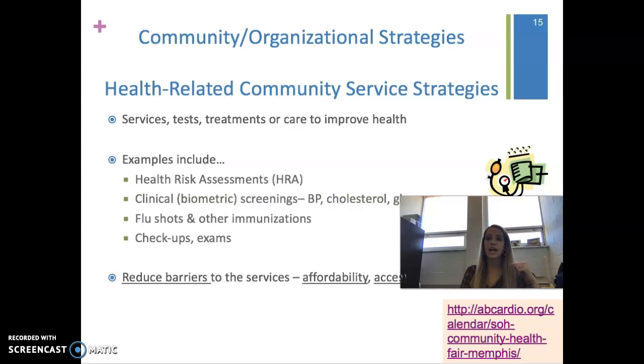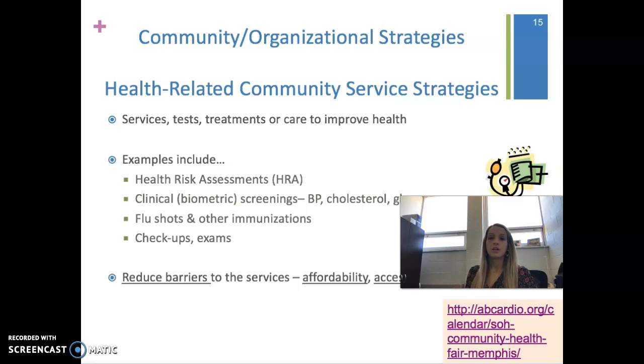Flu shots, having flu shots available. So many places now are offering flu shots on site at larger companies. You can even think about here on campus, during their health fair, they have flu shots that the nursing students, I believe, are the ones giving these. So it's so nice when it's being delivered to you, right? Other immunizations, different checkups, different exams. These are those community based interventions that will help be delivered through your programs.